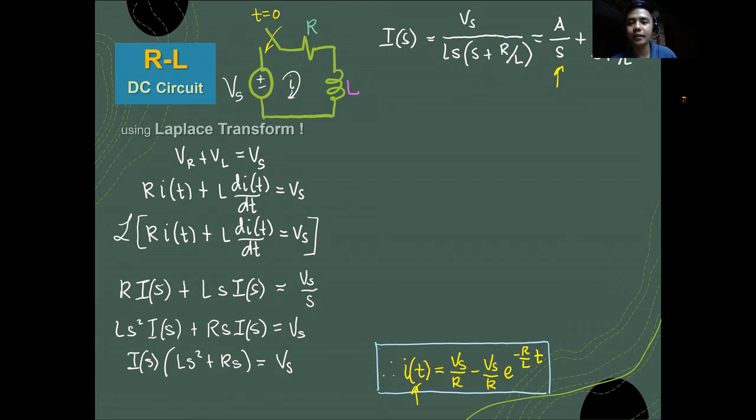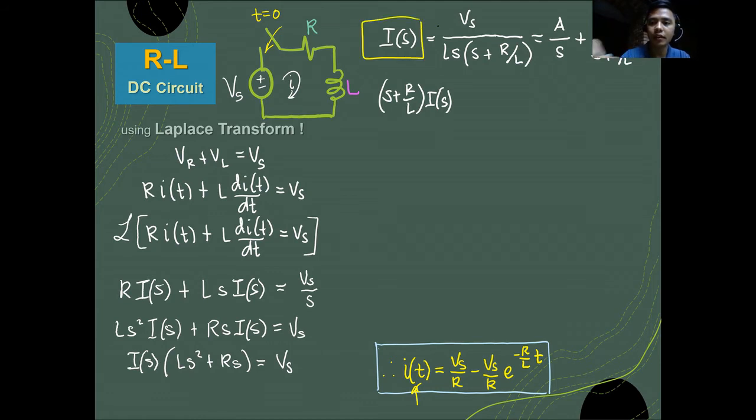And then, okay, so how do we solve a and b, because a and b are unknown yet. Very simple. First thing, we need to solve for a. How to solve for a? You multiply all the terms, this on the left and this on the right, with s plus r over l. So if you multiply that one, then let s be equal to negative r over l.